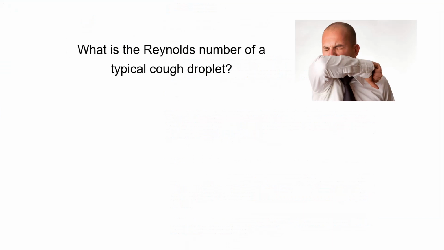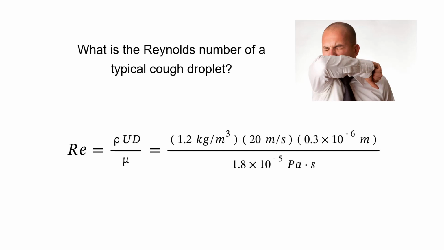Now we can calculate the Reynolds number of a typical cough droplet. A droplet of diameter 0.3 micrometer, moving at a speed of 20 meters per second in standard air, with properties shown, will give us a Reynolds number of about 0.4, which makes this flow a creeping flow. It is important to know the drag force acting by air on the cough droplets to estimate their trajectories correctly. How far do they move and how long does it take for them to fall to the ground? In applications such as this one and many others, creeping flows are encountered.